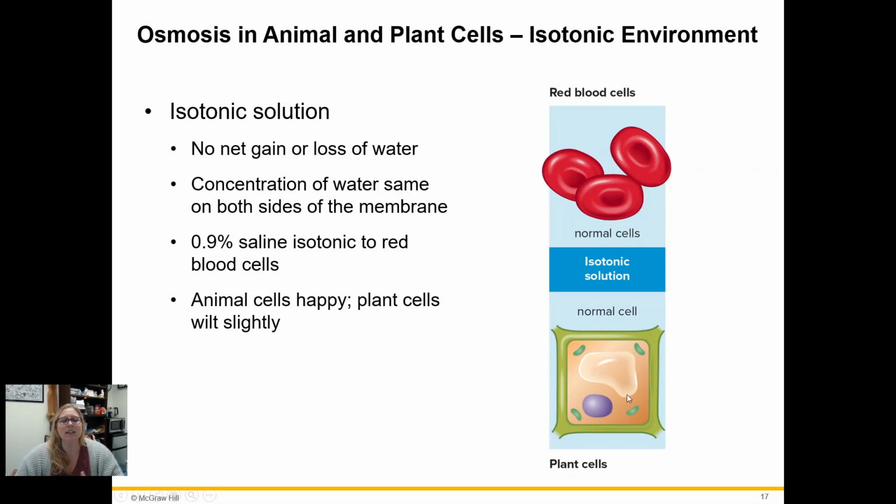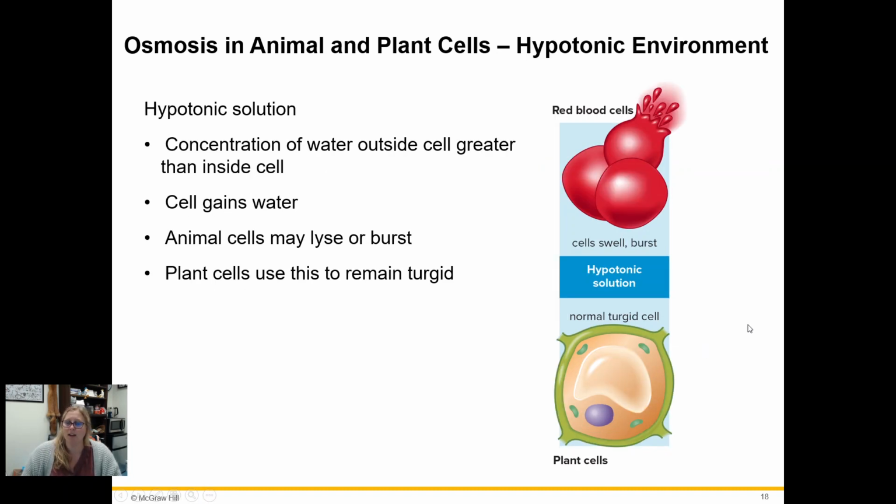Plant cells are a little less happy in an isotonic environment. And this is because plant cells have 2 things that animal cells do not. Plant cells have that large central vacuole and a cell wall. The large central vacuole really prefers to be super duper full of water, and when that's really full of water, it pushes against the cell wall. In an isotonic environment, we might see plant cells start to wilt, and so you're going to see your plants kind of maybe looking a little droopy. They're a little less happy than what they would be in something like a hypotonic environment.